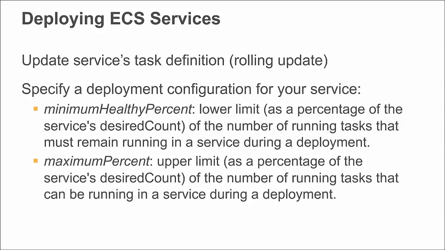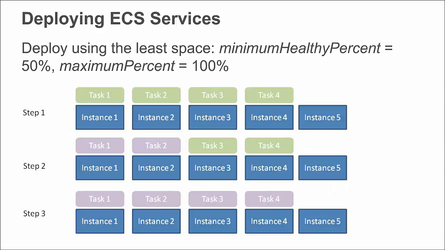So let us see how this plays out graphically. There you go. In this example, we have a cluster with 5 container instances, and we want to deploy using the least space in our cluster. So you can set the minimum healthy % to a half, so at least 50% of our tasks will be healthy at any given time. And then maximum being 100%, so that no more than 4 tasks will be running at any time. The new version gets rolled out to 2 tasks, keeping the other 2 untouched. And once the update is successful, the deployment can move to the next.